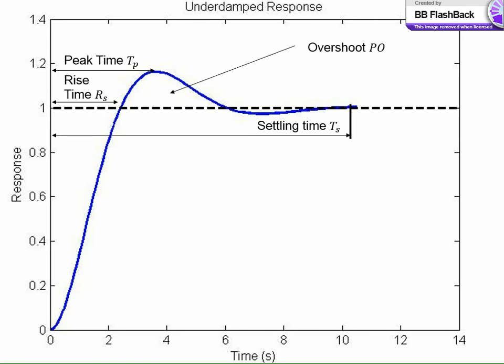You have your peak time, which is the time for you to go from 0 to your peak for an underdamped system. Then you have your settling time, which is the time in which your system remains within 1 or 2% of your reference input for the remainder of the time. We also have our percent overshoot, which is the peak response divided by our desired response, which in this case is about 20%.